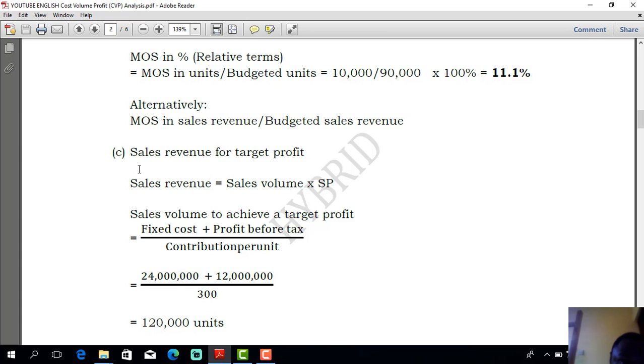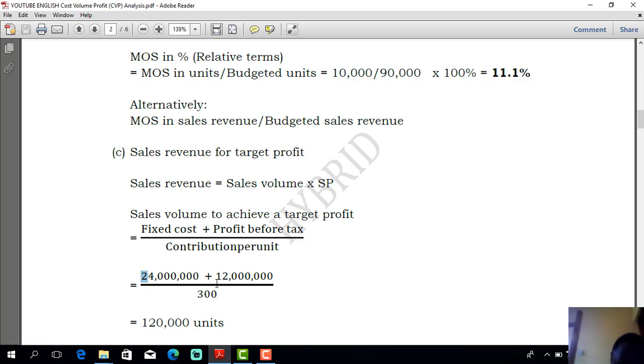Alright, at first point, sales revenue equals sales volume times selling price. I think this is very common, it's known. Then how do you obtain sales revenue at a target profit? To obtain sales revenue at a target profit, here is the formula we use. So you just take fixed cost plus profit before tax over contribution per unit.